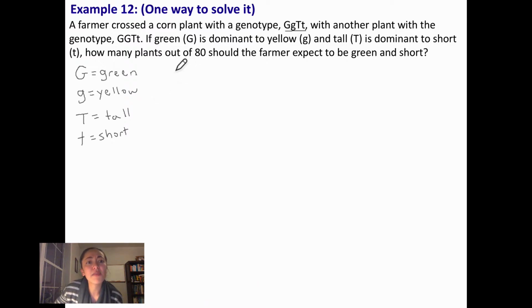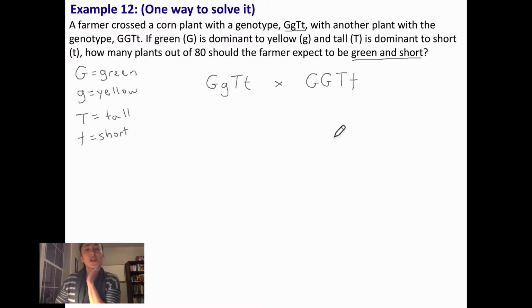Next it says, how many plants out of 80 should the farmer expect to be green and short? So that's what we're looking for here. Next, as we did before with the monohybrid cross, we're just going to write down what our parents' genotypes are. So we have a big G, little g, big T, little t. This is one parent. Remember, they have two copies for each type of gene. And then we're crossing that with the other parent that is big G, little g, big T, little t.